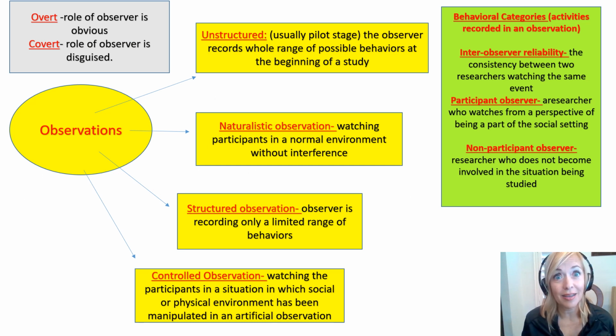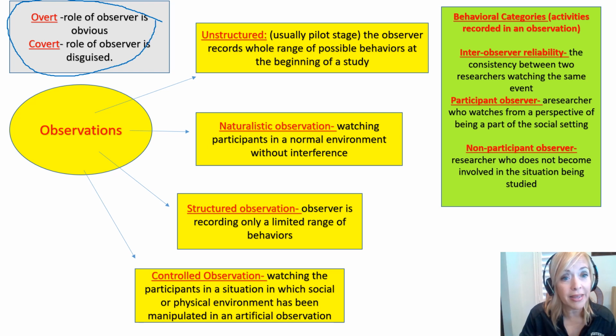I love concept graphs. I use them all the time. And for the visual learner, I hope this helps. But I have kind of organized the different words that you need to know about research. You have the word overt and covert over here in the left-hand corner. Overt means that the role of the observer is obvious, and covert means that you are using deception or some kind of disguise. That's the difference between overt and covert.